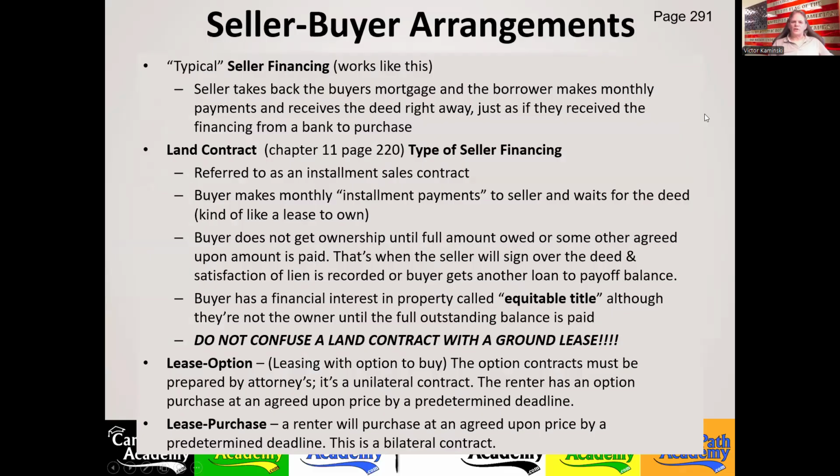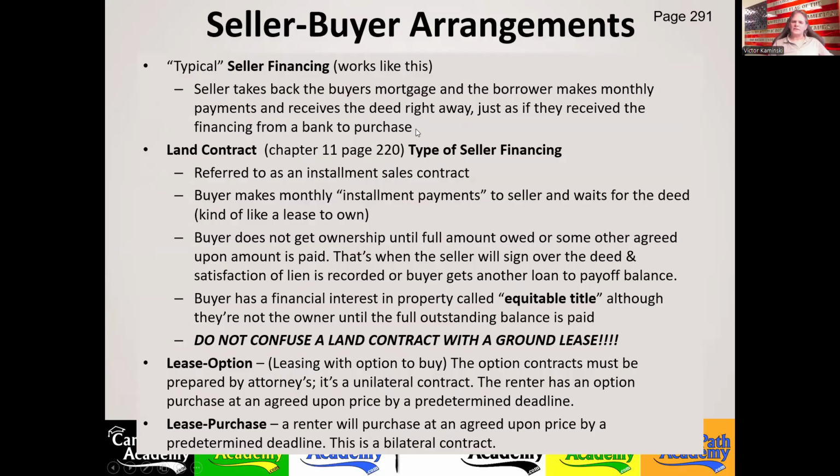Then you have your typical seller buyer arrangements. Seller financing works just like when you buy a property using a loan from the bank. The seller takes back the buyer's mortgage, and the borrower makes monthly payments and receives a deed right away, just as they would receive when doing the financing through a bank.